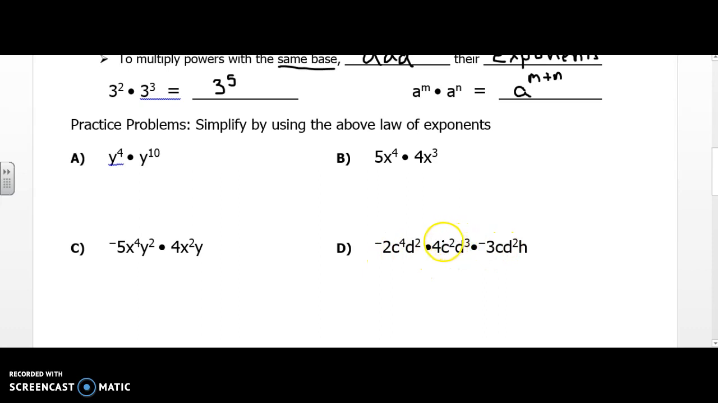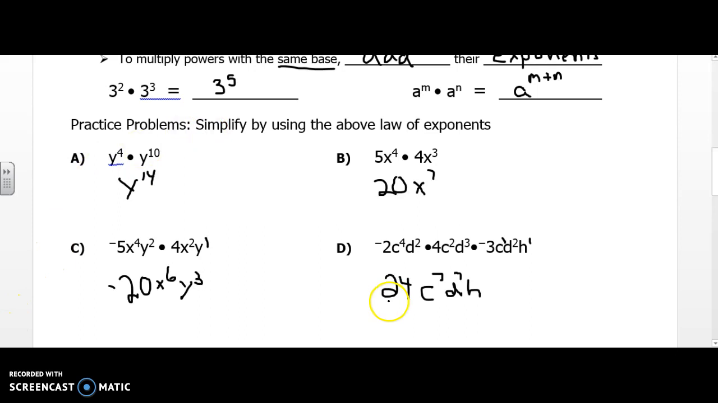What I'd like you to do is go ahead and pause this video. Take a couple minutes. It might take you 5 to 10 minutes to do these, but go ahead and try and see if you can solve these using this new law of exponents. When you multiply the 2 powers together, you're going to add their exponents. Go ahead and try that for me, please.